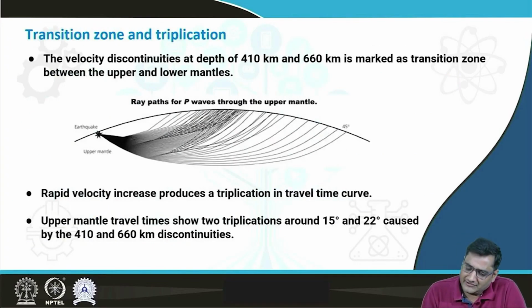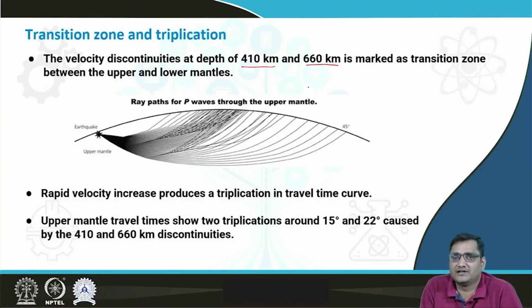Then at the transition zone in the upper mantle, we see the discontinuities such as the 410 km discontinuity and the 660 km discontinuity. These are basically the depths of these two discontinuities in the upper mantle, and these are marked as the transition zone.